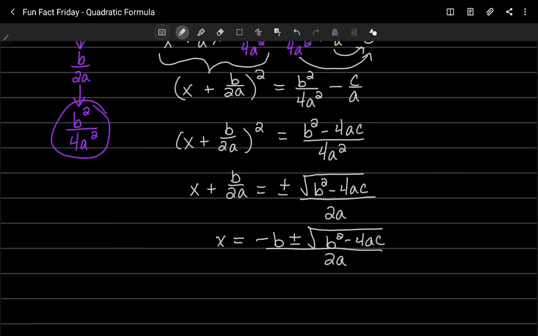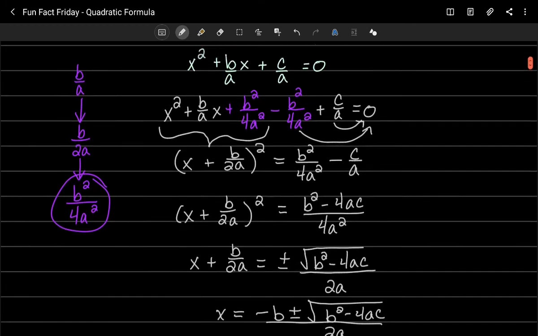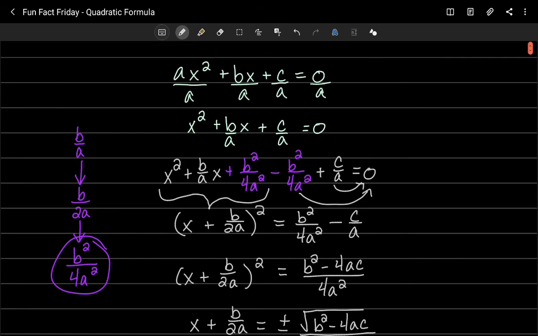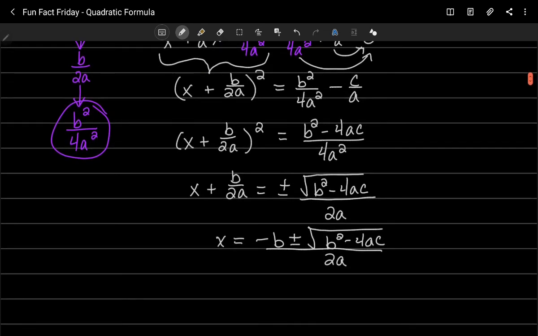So there you go. That's where the quadratic formula comes from. That's why it works. All it is is completing the square on that original ax squared plus bx plus c equals 0. So that's your Fun Fact Friday video.